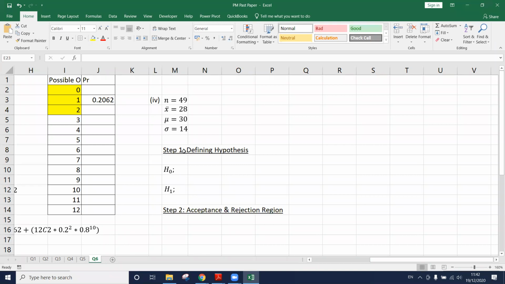So in hypothesis testing, this is our first step. We need to define the hypotheses H naught and H1. This is the null hypothesis and this is the alternative hypothesis. Null hypothesis and alternative hypothesis. Right? So what should be the null hypothesis here?